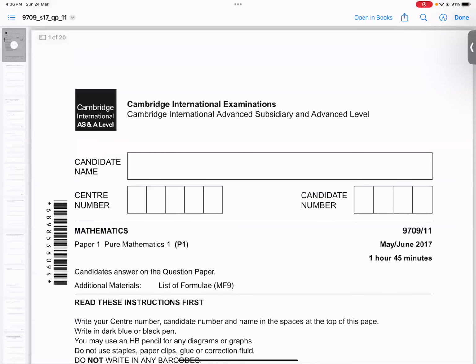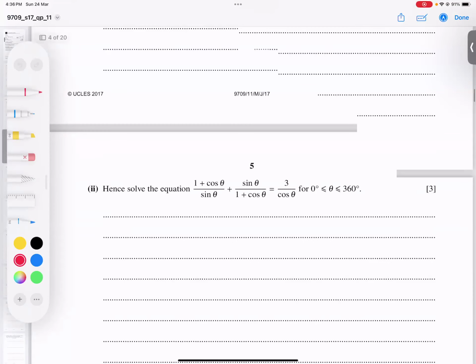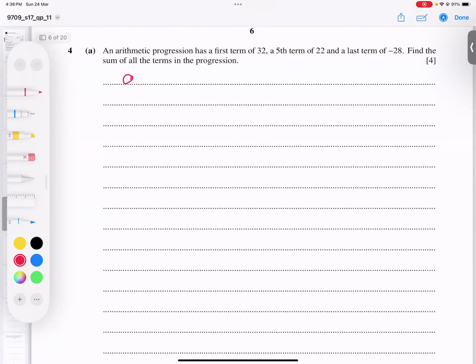He said that in an AP, arithmetic progression, the first term is 32. Okay, so I'm starting this question. First term, he said what? So the first term in the AP is actually 32.